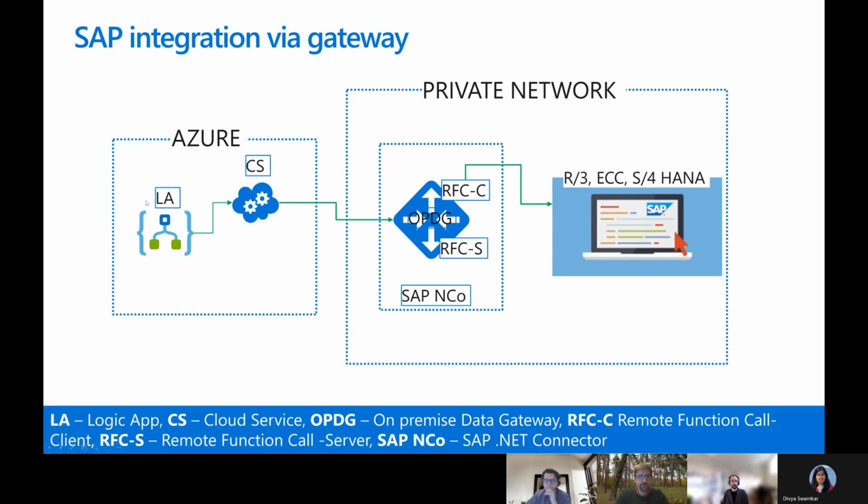And so when you're talking from Logic App to SAP, Logic App will call the cloud service. The cloud service will find the on-premises data gateway. This is, by the way, using a Service Bus relay to connect between the two. There is a publicly available architectural document about the on-premises data gateway, so you can understand how it's set up. And the on-premises data gateway will load the SAP NCo library, create the RFC client, and then send that request to SAP.